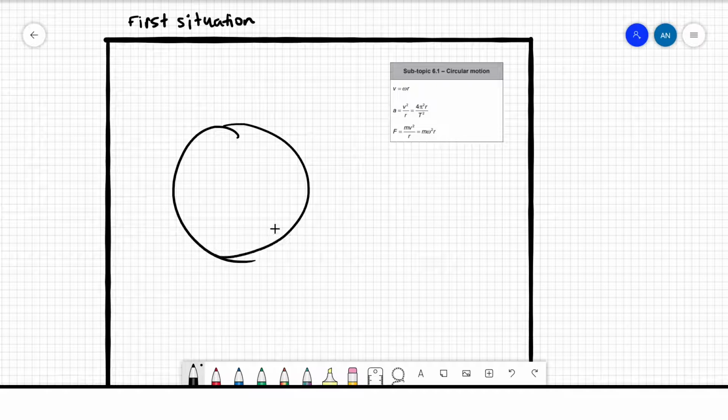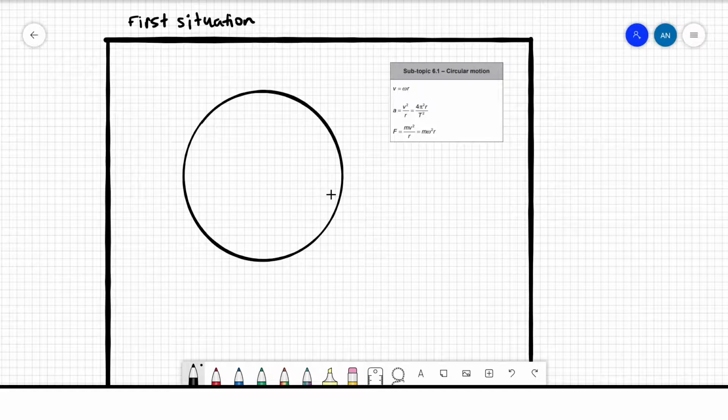The first scenario consists of a circle and a car, or any object traveling in circular motion horizontally. So we have the car, and as I've mentioned before, this is not the absolute basics of the circular motion concept. You are to know that centripetal force acts towards the center of the circle, and you're also to know that the velocity vector is tangential to the circle.